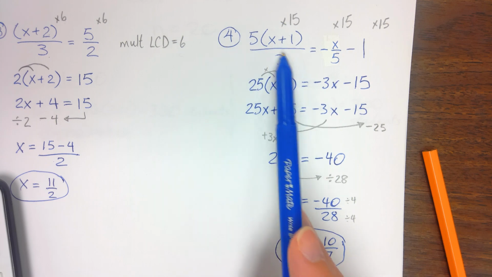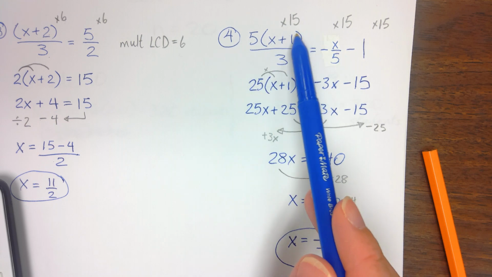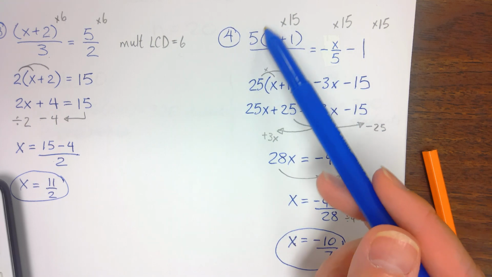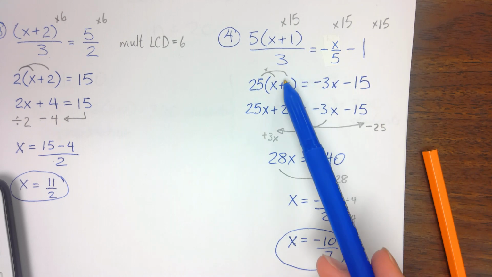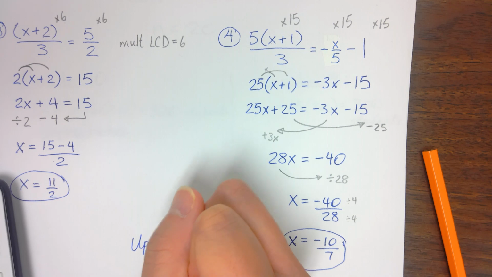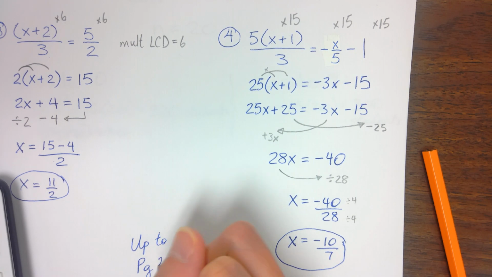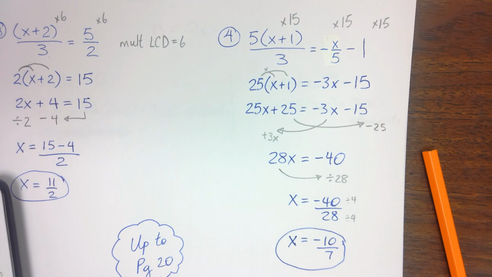Yeah, you could also do that. You could do 5x plus 5 over 3 and then break it into 5x over 3, 5 over 3. And then you would have to multiply each of the terms by 15. So both ways work. You can distribute here or you can distribute here. Okay, so this is as hard as it will get. If you can do this, you are in really good shape. If you cannot do this yet, that's why today is a catch-up period. So you should be able to work up to page 20 by tonight.